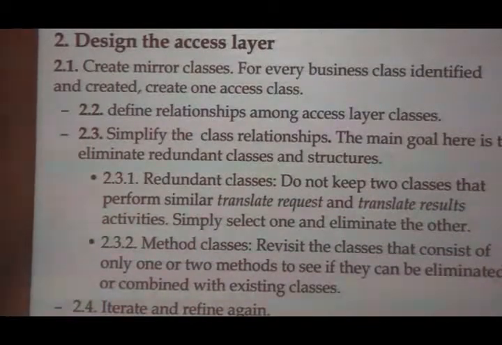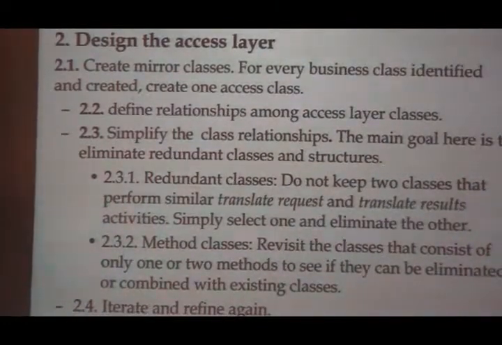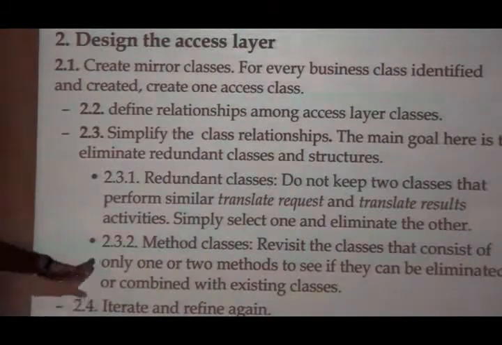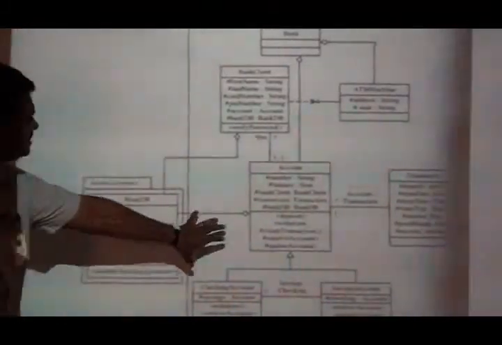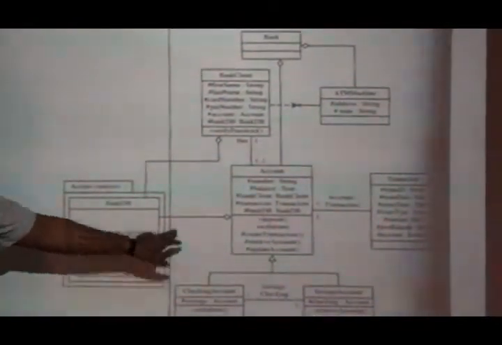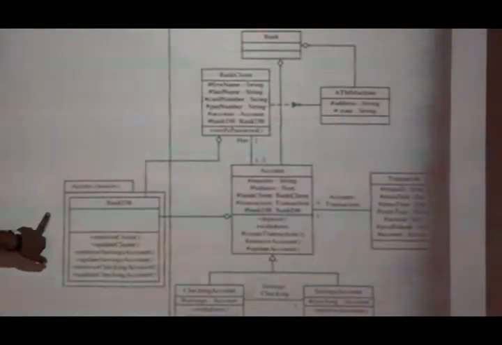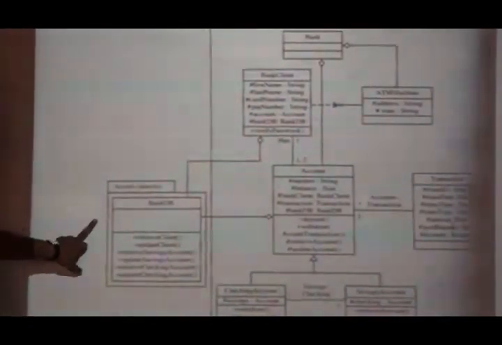What do you mean by access layer classes? For every business class identified, we are going to mirror the access classes for the purpose of eliminating the redundant class and the method class. These are the business classes. These are the access classes. For every business class identified, we are going to mirror the access classes for the purpose of eliminating the redundant class and the method class.